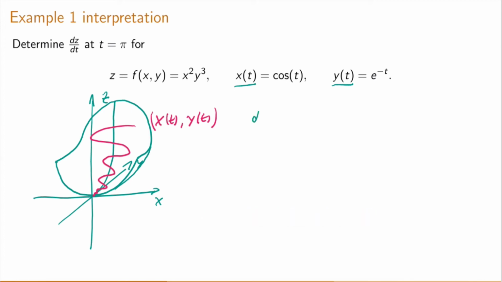Now dz by dt is a rate of change, and it's the rate of change in z, so the height. So dz by dt tells us how quickly we descend as we follow the red path.